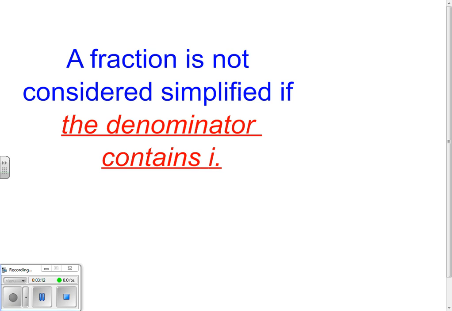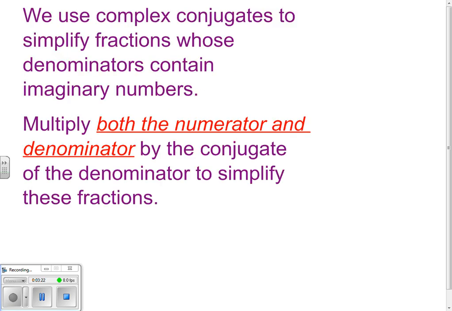A fraction is not considered simplified if the denominator contains i. This is important. You cannot have an i in the bottom of a fraction. In order to fix that, if there are any imaginary numbers or terms in the bottom of a fraction, we're going to multiply the top and the bottom by the conjugate of the bottom. And that'll help us clear the i's in the bottom. Pause the video if you need to copy this down.